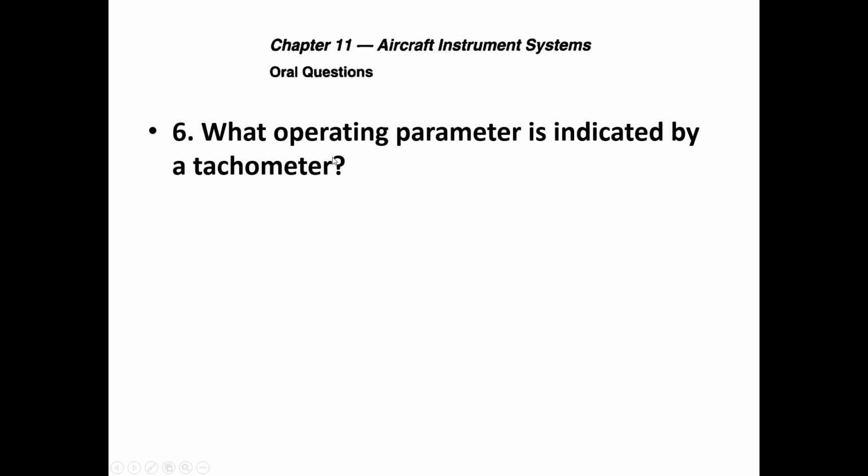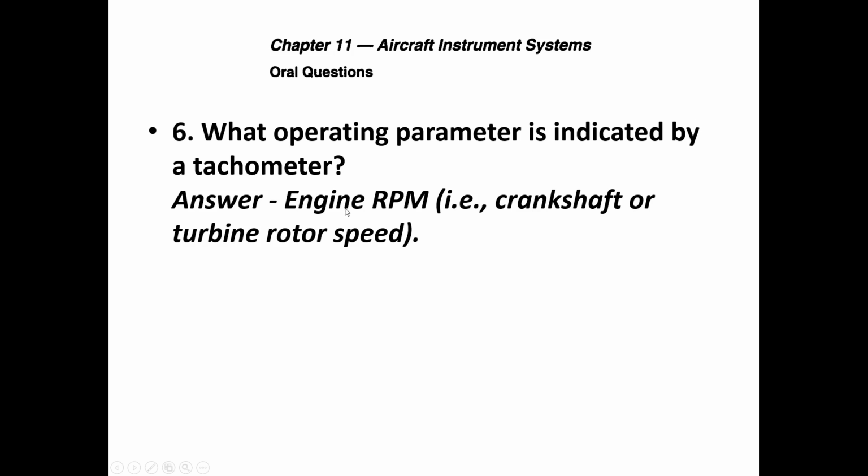And then I suppose the thorough answer would be to also answer for turbine engines. And since it does not really have a crankshaft, there is kind of a connecting shaft between the various fans. Let's say it would probably be the compressor vanes. Let's see what they say. Engine RPM, crankshaft or turbine rotor speed.